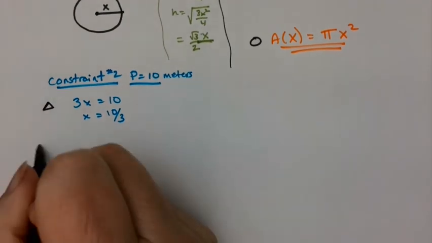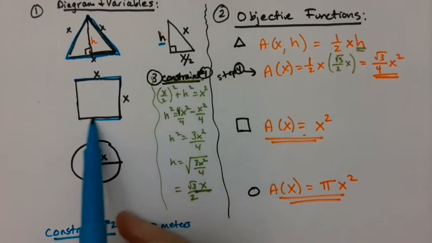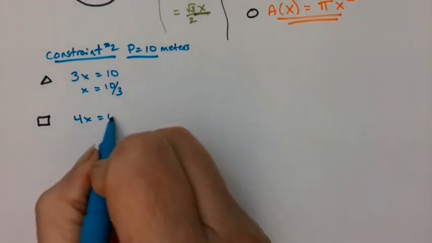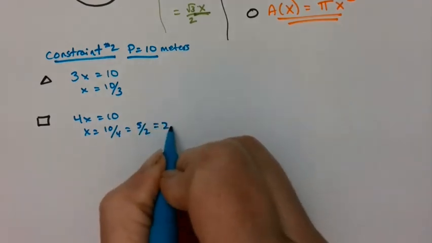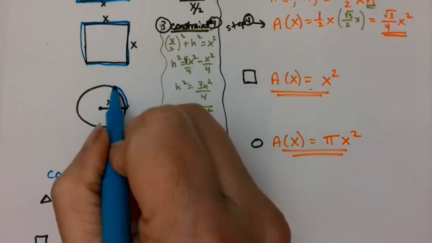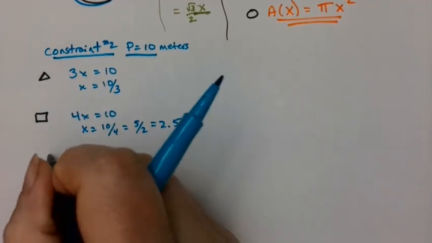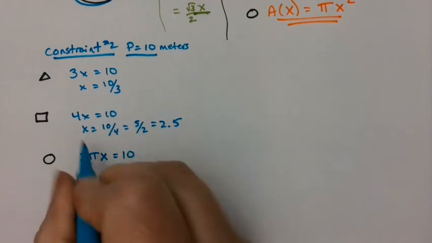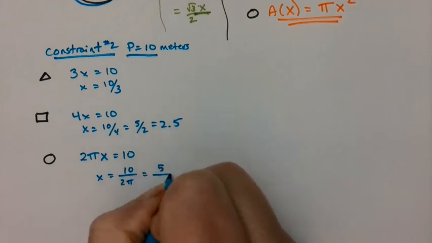For the square, the perimeter is x plus x plus x plus x, so 4x. So 4x equals 10, which would mean x equals 10 over 4, which is 5 over 2, or 2.5 if you want to think of it that way. The circle, the perimeter is called something else. It's called the circumference. So for a circle, the perimeter is 2 pi r, in our case 2 pi x, which means x would be 10 over 2 pi, which is 5 over pi.